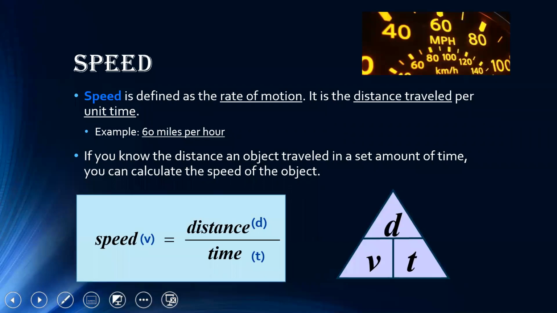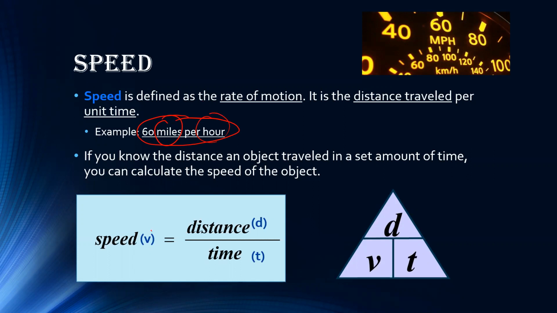So speed is defined as the rate of motion. So that is our distance traveled per unit of time. One example that you might find in everyday life is in your car, you can travel 60 miles per hour. So the distance is the miles and your unit of time is per hour. So if you know the distance and you know the amount of time, you can calculate the speed.